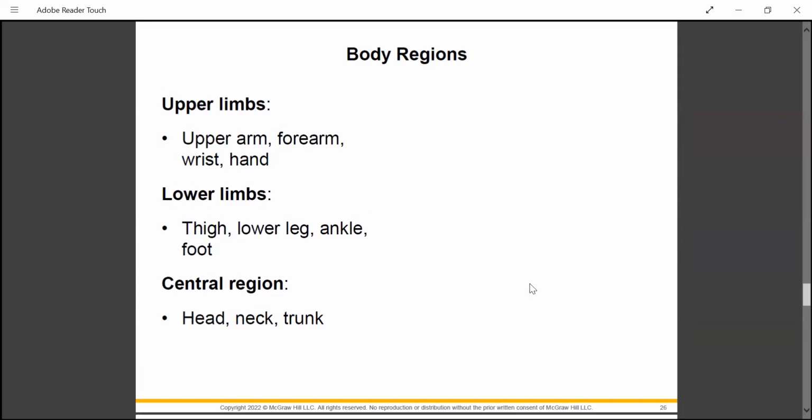All right, we break our body into a few different regions. So the upper limbs include the upper arm. And so basically the way this is broken down is kind of a subgrouping. So the upper limb is the main heading. And then it can be broken down further into the upper arm, the forearm, the wrist, and the hand. Our lower limb can be broken down into the thigh, the lower leg, the ankle, and the foot. And then if we're discussing our central region, that's the head, the neck, and the trunk.